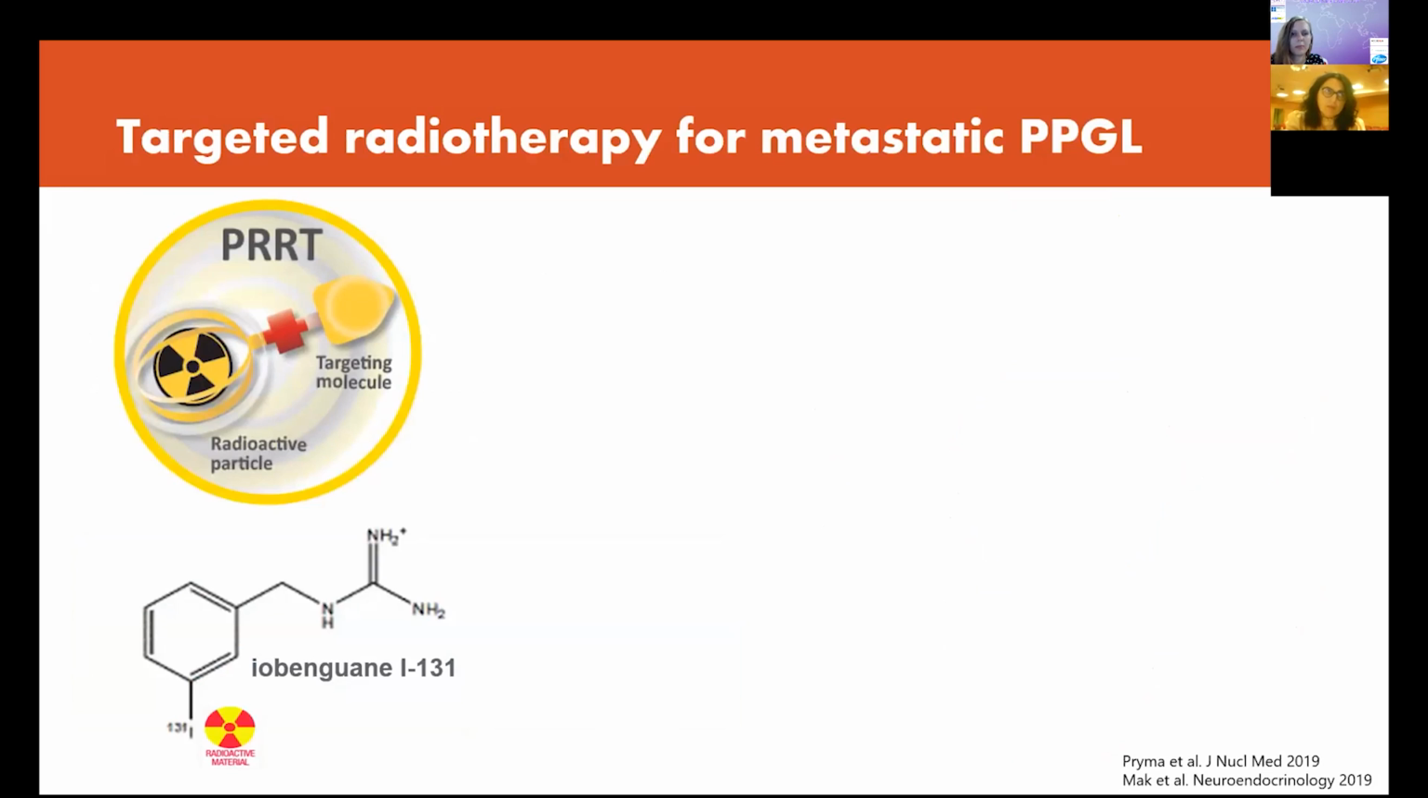So the systemic therapy which seems effective and useful from what we have now for metastatic PPGL is targeted radiotherapy, which includes a radioactive particle bound to specific molecules that have access to the tumor cells. And we have two kinds of treatments, as I said. First is PRRT, and the second one is Azedra, which is an analog of norepinephrine bound to a radioactive particle.